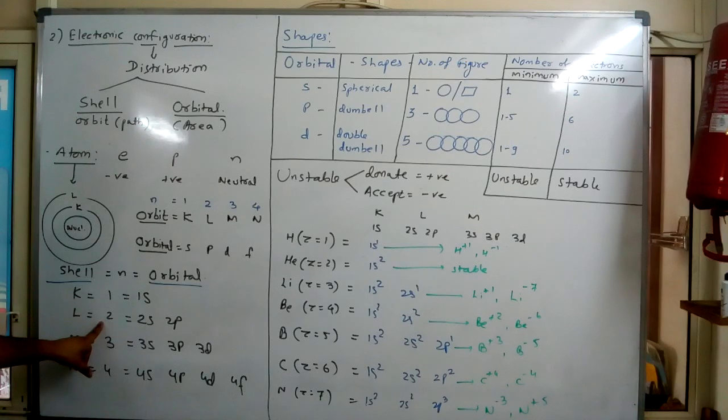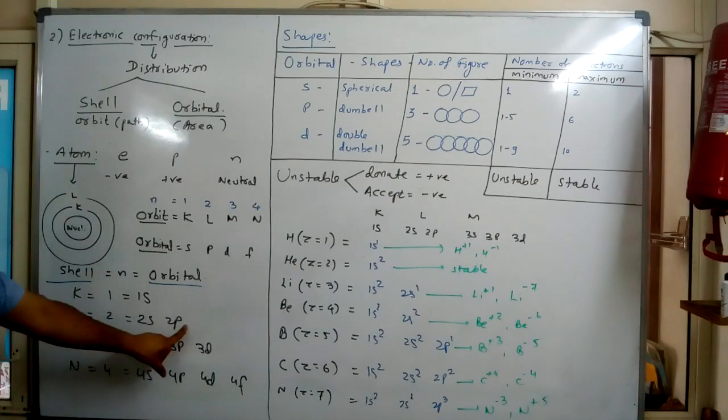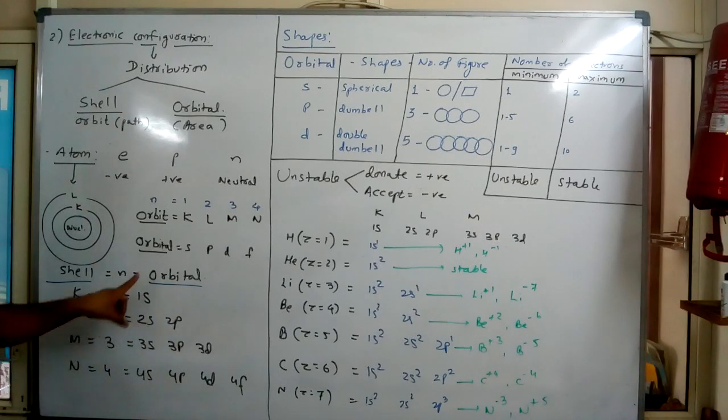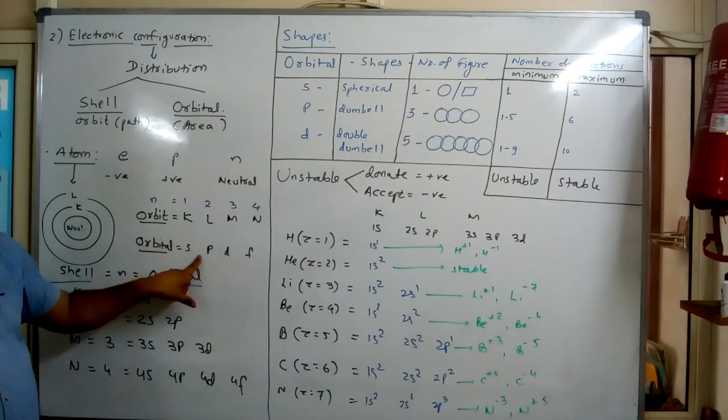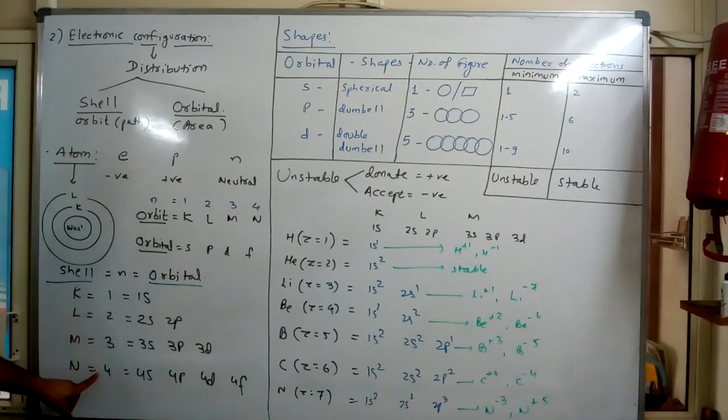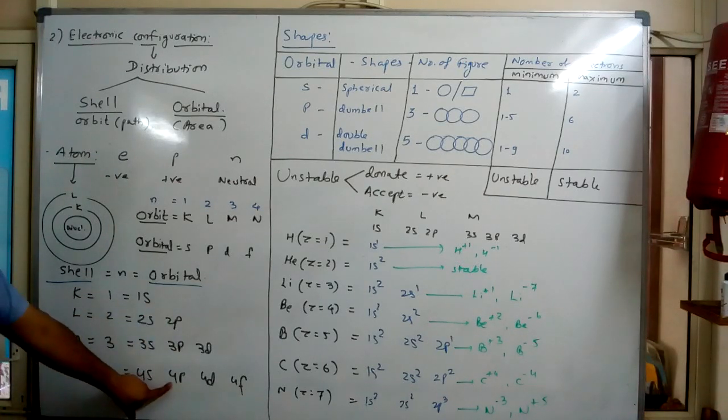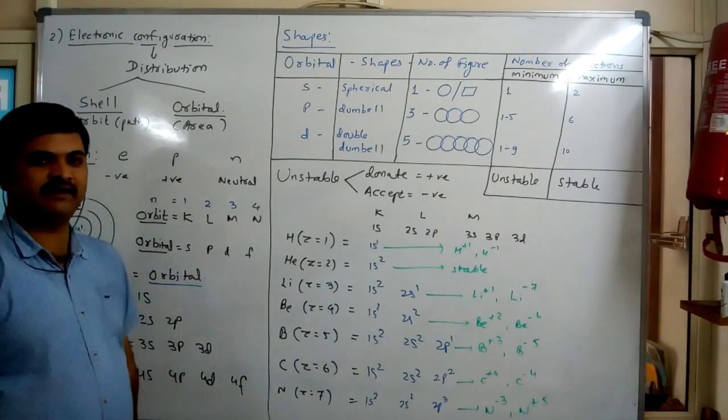Then after 2, here 2s and 2p will come. And then after 3, so now start comparison or addition, 3s, 3p and 3d will come. And in case of N shell, 4s, 4p, 4d and 4f will be there.